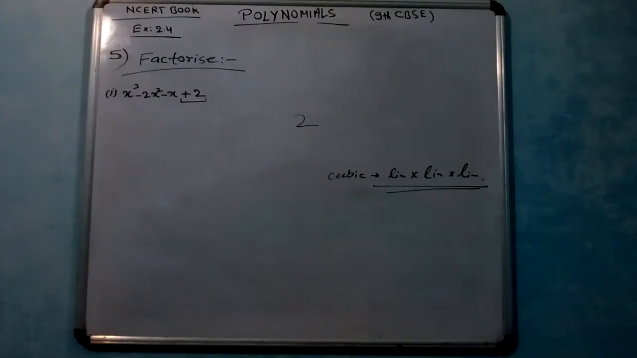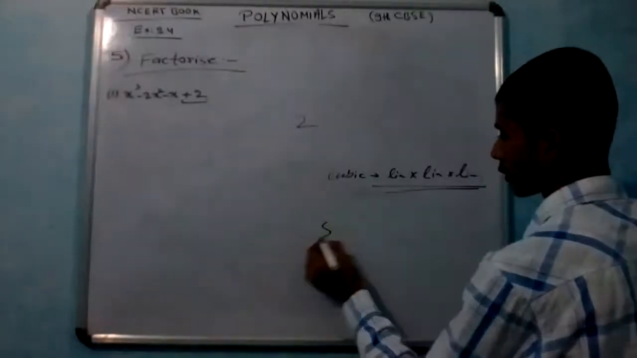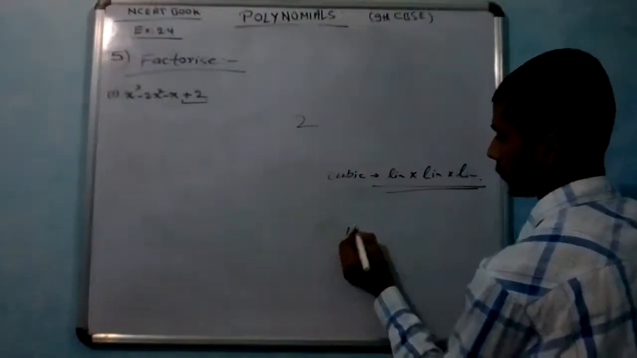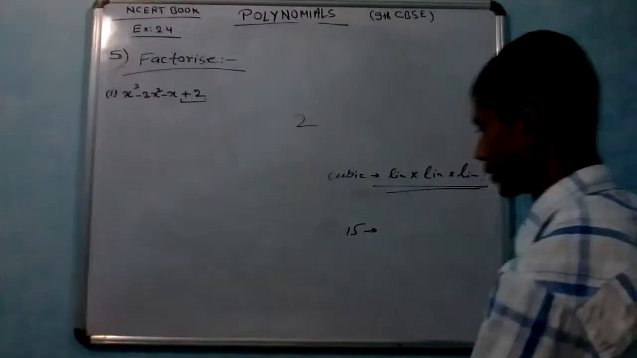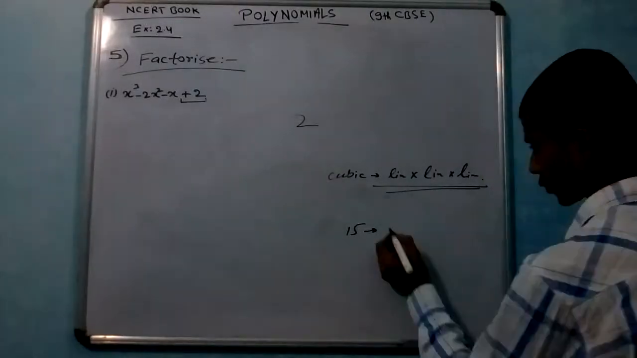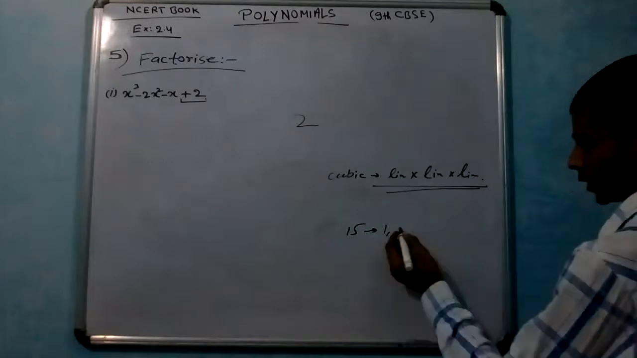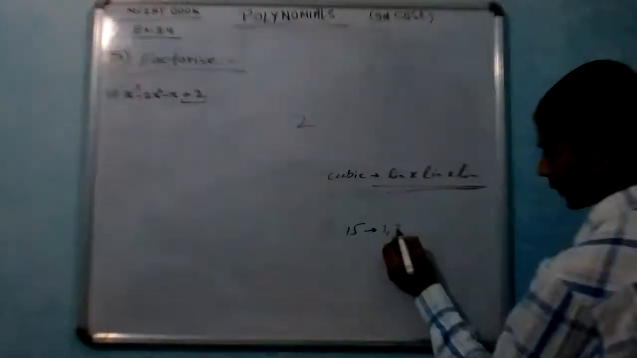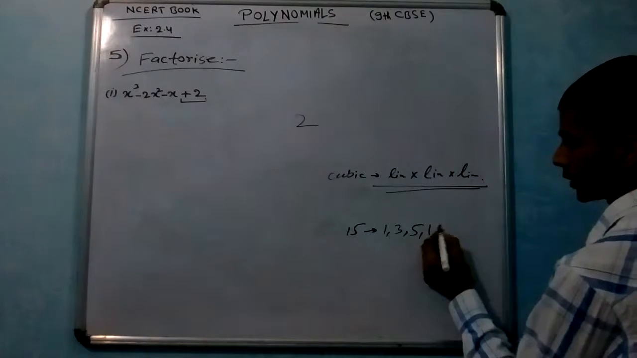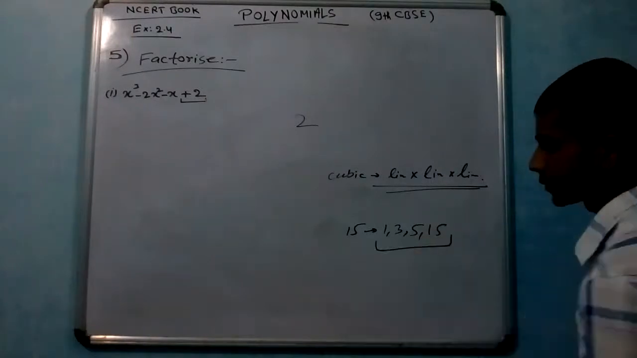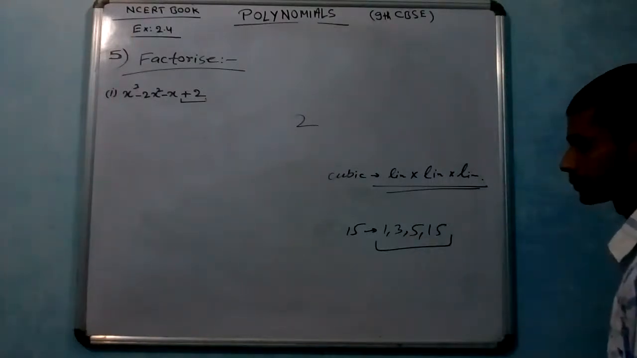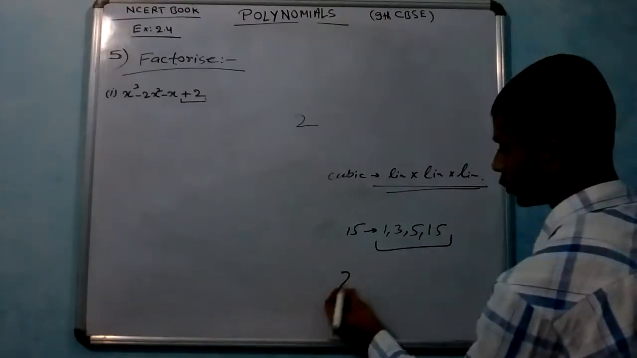Yes, 1 and 2 are the possible factors. For example, take 15. What are the possible factors of 15? 1 is the factor of every number. Then 2 is not a factor, 2 won't divide it. 3 is a factor. Then 5 is a factor. Then 15 is a factor. So I got all the possible factors. Just like that, for 2, what are the possible factors? 1 and 2.